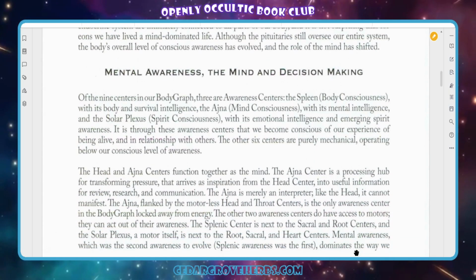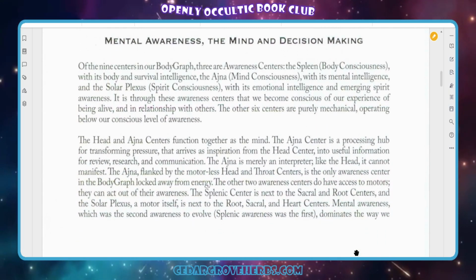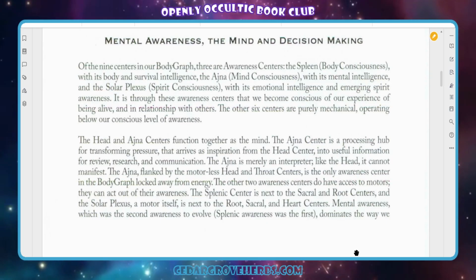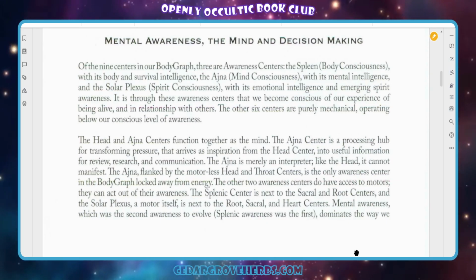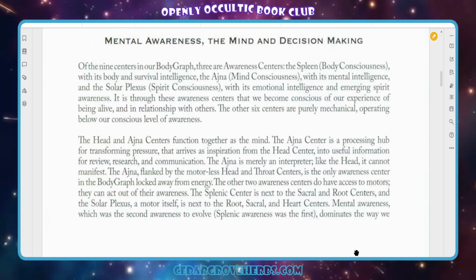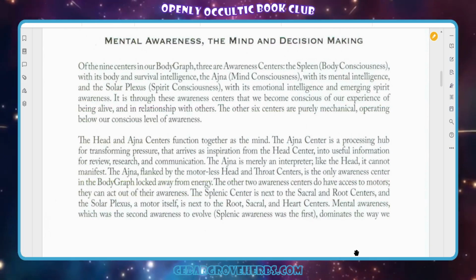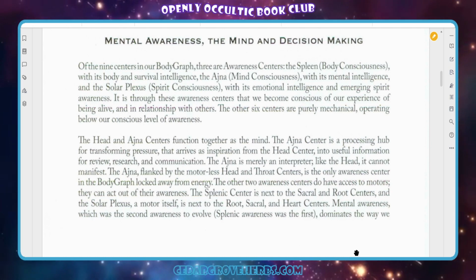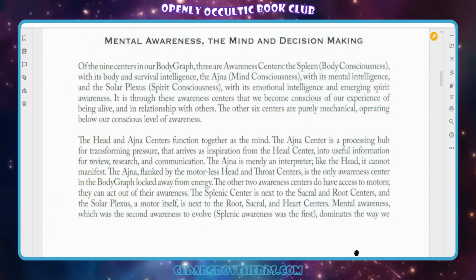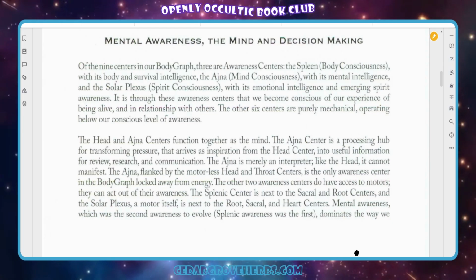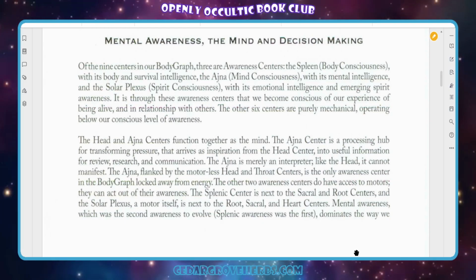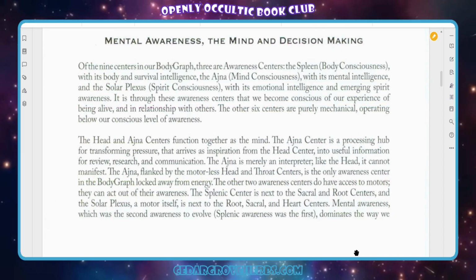Mental awareness, the mind, and decision making. Of the nine centers in our body graph, three are awareness centers: the spleen, body consciousness, with its body and survival intelligence; the Ajna, mind consciousness, with its mental intelligence; and the solar plexus, spirit consciousness, with its emotional intelligence and emerging spirit awareness. It is through these awareness centers that we become conscious of our experience of being alive and in relationship with others. The other six centers are purely mechanical, operating below our conscious level of awareness.